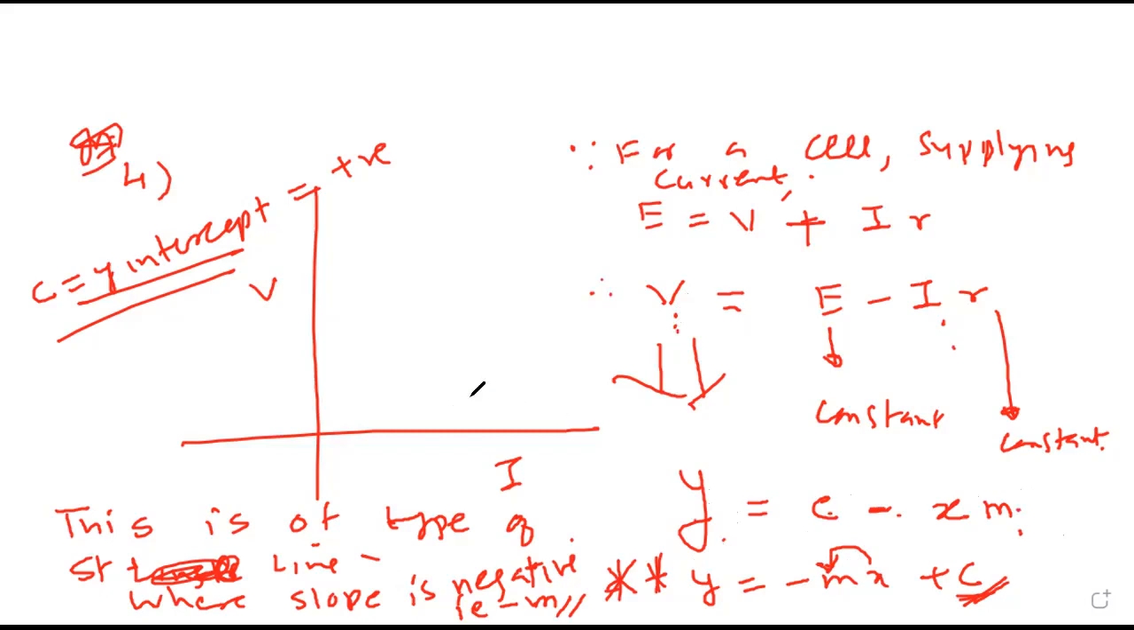Positive y-intercept means it will cut the y-axis on the positive side. Slope is negative means it will make an obtuse angle with the x-axis. Check where this graph is. It is option B. Slope negative means obtuse angle with the x-axis in the anti-clockwise direction. Y-intercept means where it cuts the y-axis. It is cutting the y-axis at plus C, which means positive. So the correct graph is B. Write properly, very important one.